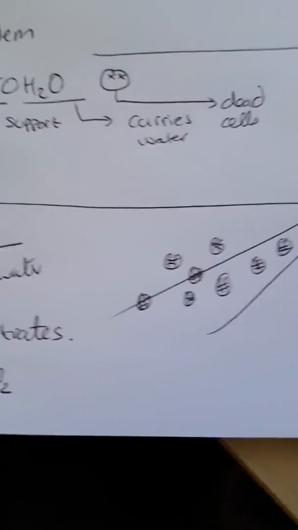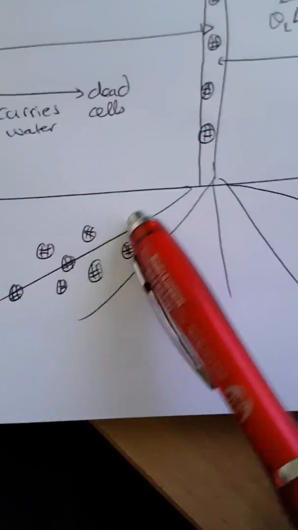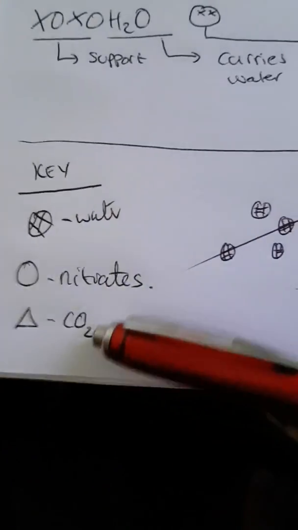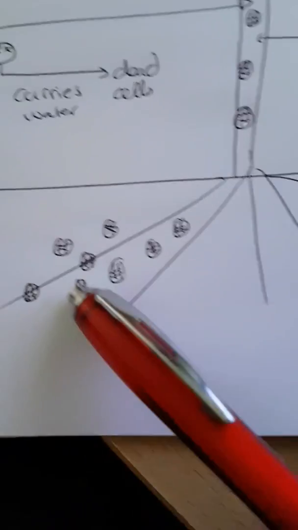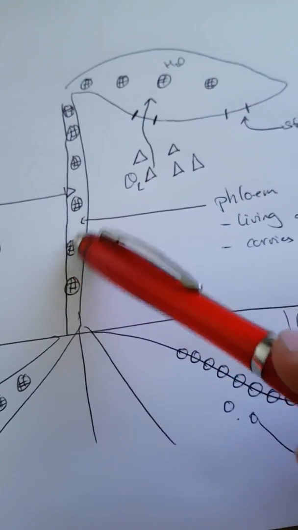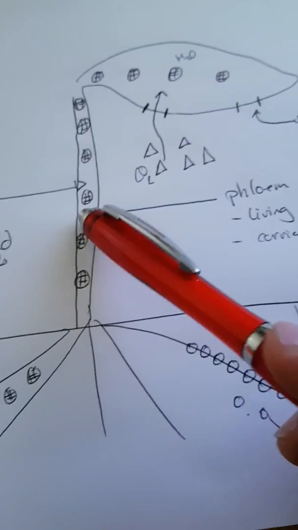Okay, now before I explain transpiration, I think it's important to explain photosynthesis. It is part of what you need to know. So if we look at our key again, that's water. Triangle is carbon dioxide. So our water has entered the roots by osmosis. Now it's going to go up the stem. Now we need to know two vessels or two veins that are found within the stem.